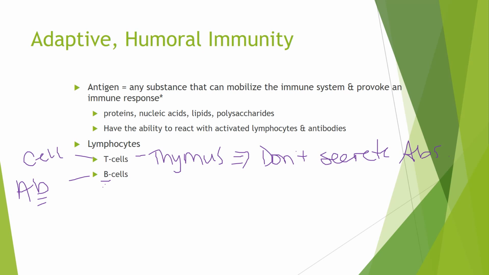Now, B cells, on the other hand, are made in bone marrow. Part of the names for these cells are where they are produced. These are responsible for bacterial infection and some viruses, and again, are related to antibody production and secretion.